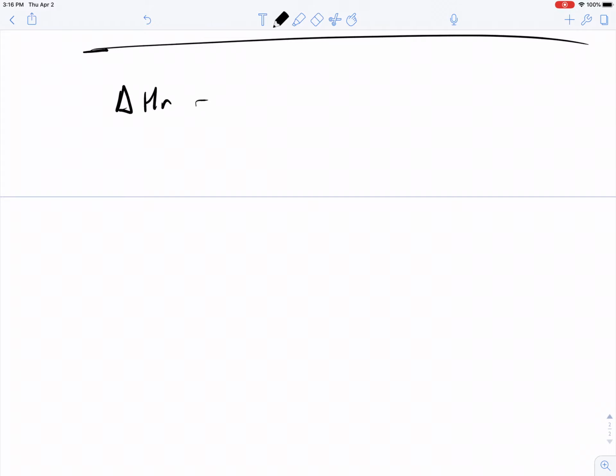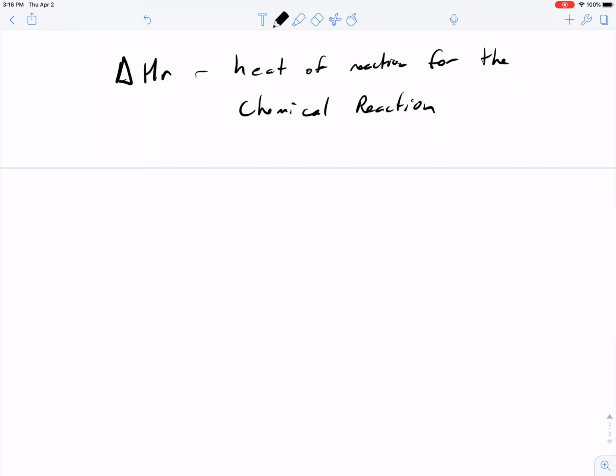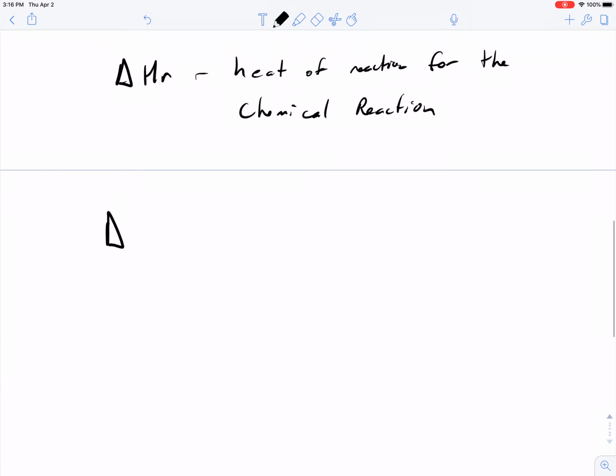The other simple new concept you're going to have for this problem is that we have this delta HR, which is the heat of reaction for the chemical reaction in your system. And this has to do with simply a balance between what is present in the bonds at the beginning and at the end of a reaction, for instance.